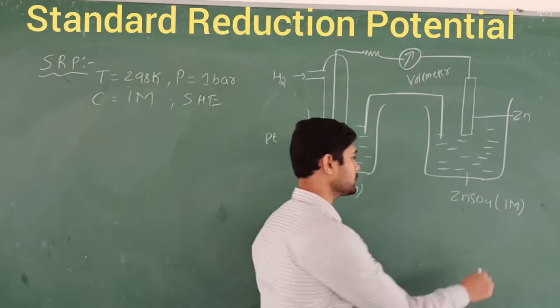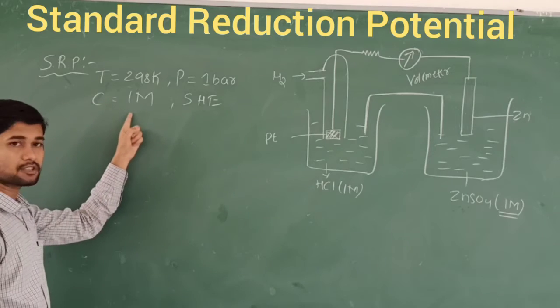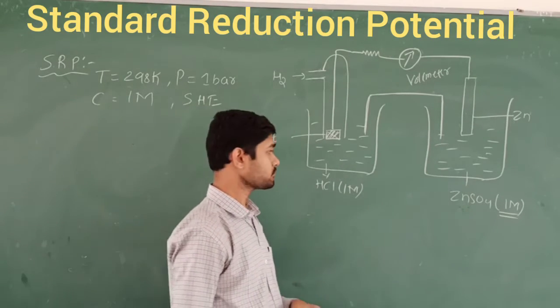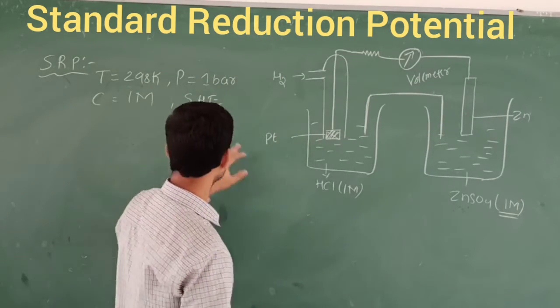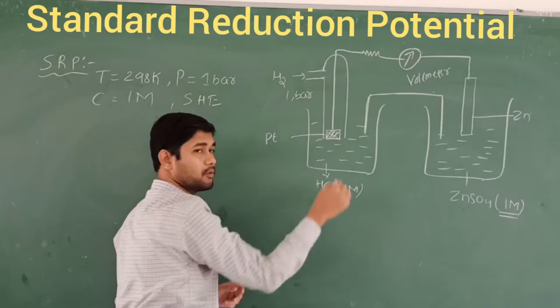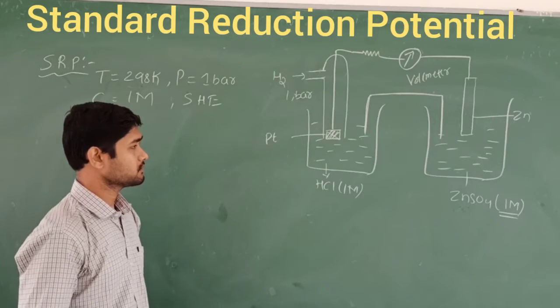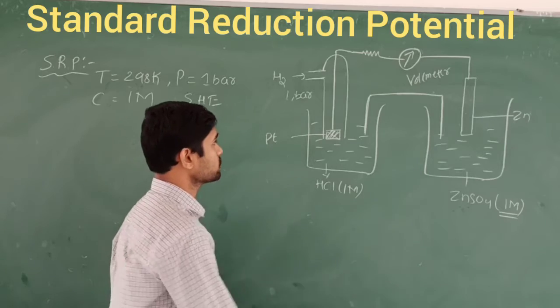That solution contains 1 molar concentration, because our standard rules tell us that the concentration should be 1 molar. Also the temperature we are going to maintain is 298 Kelvin, and the pressure, 1 bar atmospheric pressure, we are going to apply here. This is the experimental setup. When this zinc is dipped in this zinc sulfate solution, what happens? This is a voltmeter.